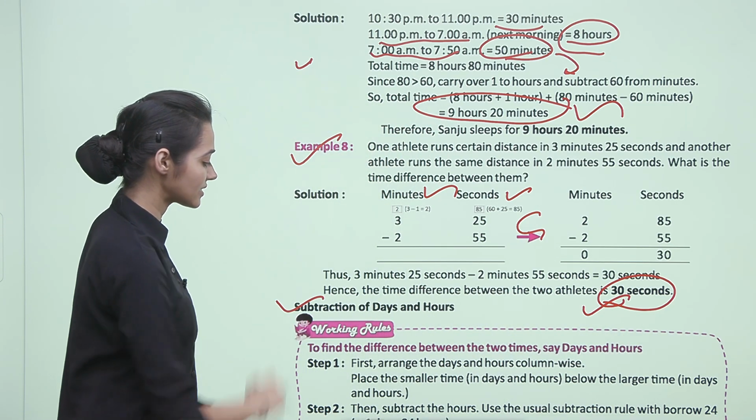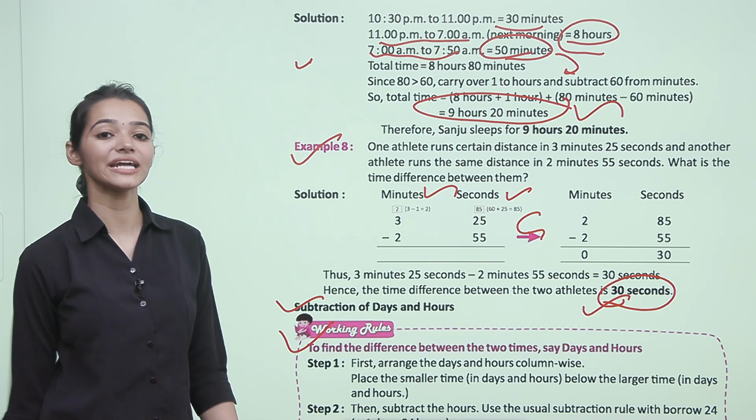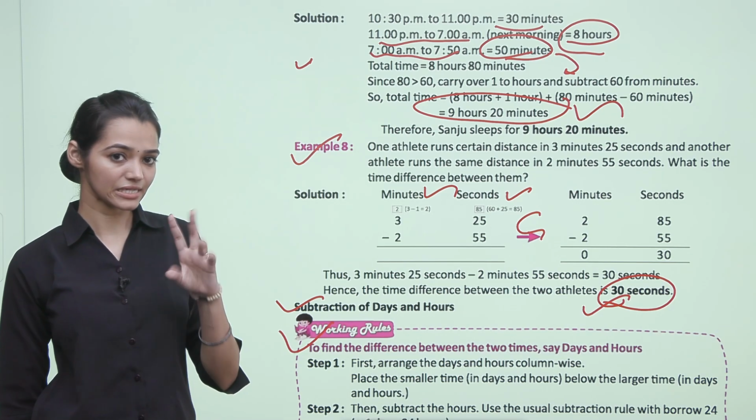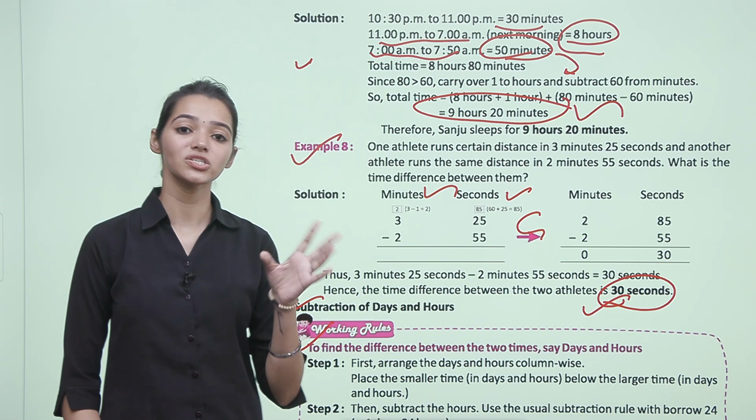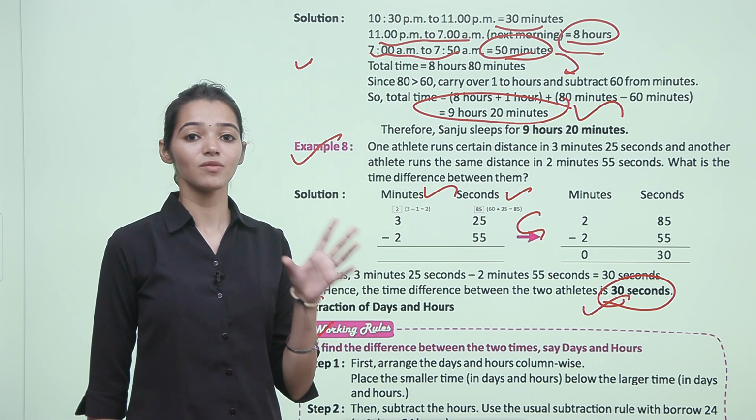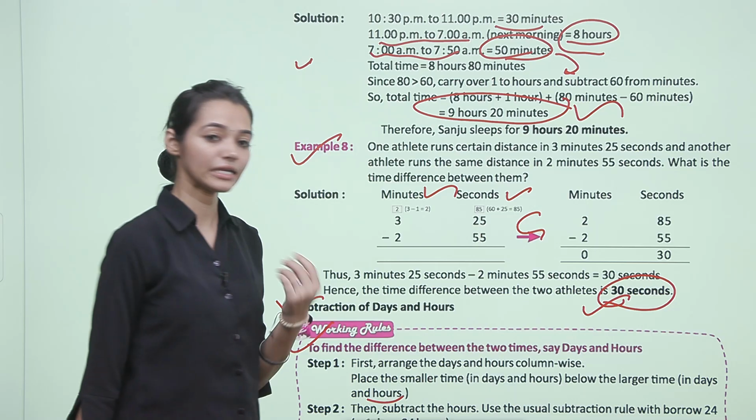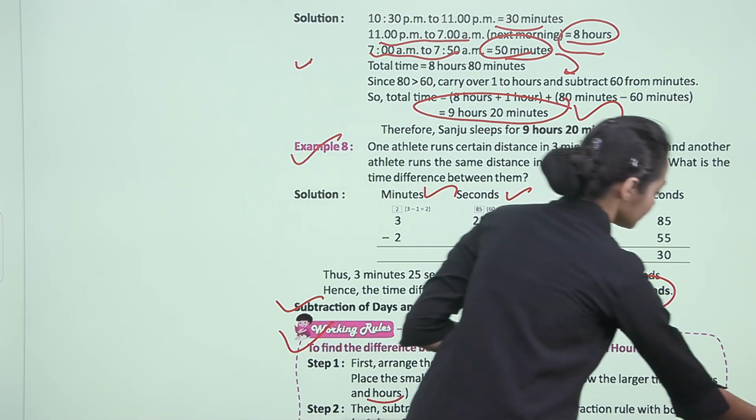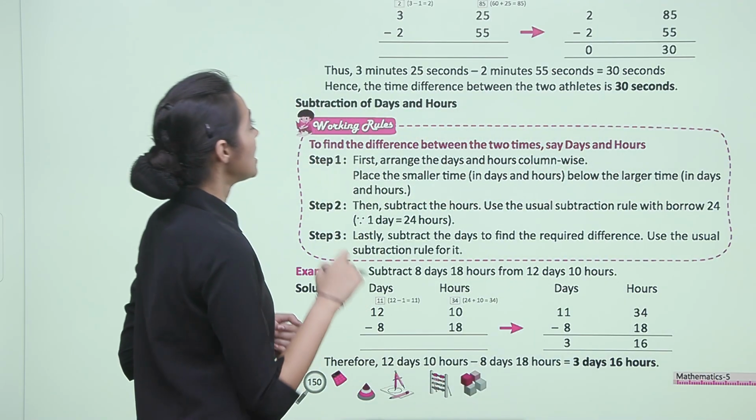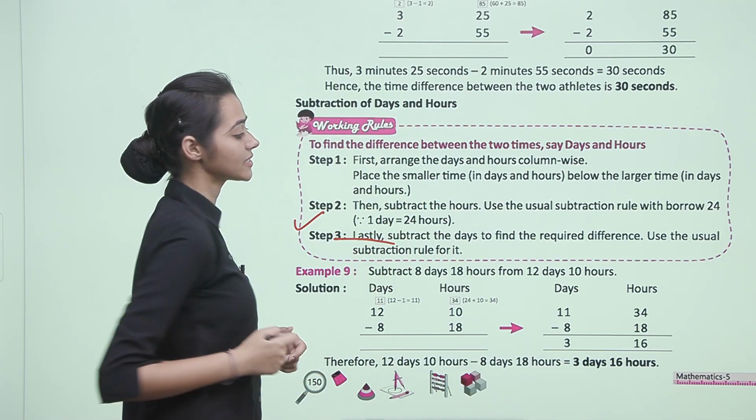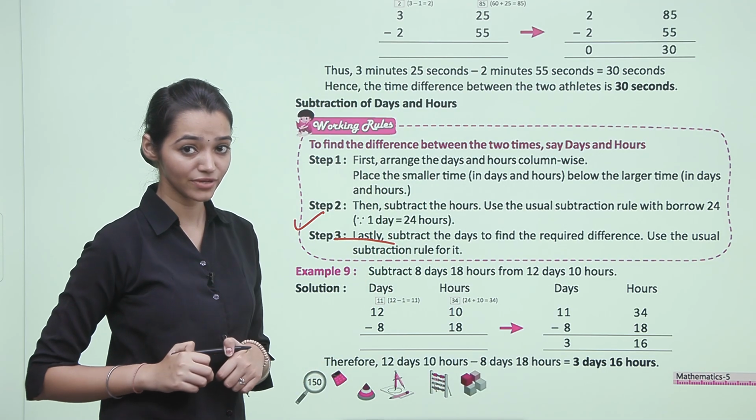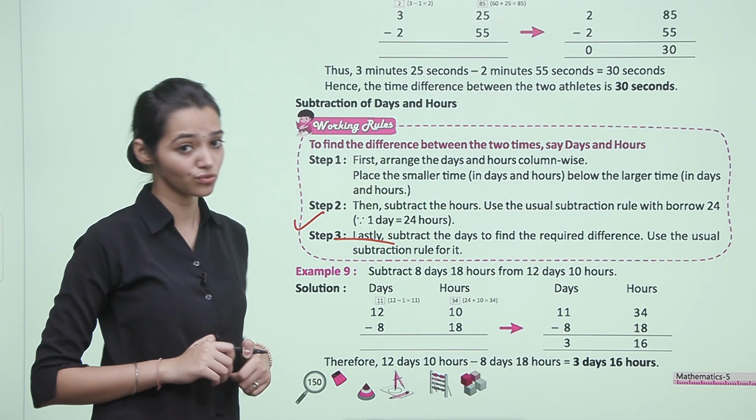Now subtraction of days and hours, let's look at the working rule. We have to find the difference between 2 times in days and hours. Firstly, we will arrange the days and hours column wise. Then we will place the smaller time below the larger time in days and hours. Then in step 3, lastly we will subtract the days to find the required difference, and we will use the usual subtraction rule for it.